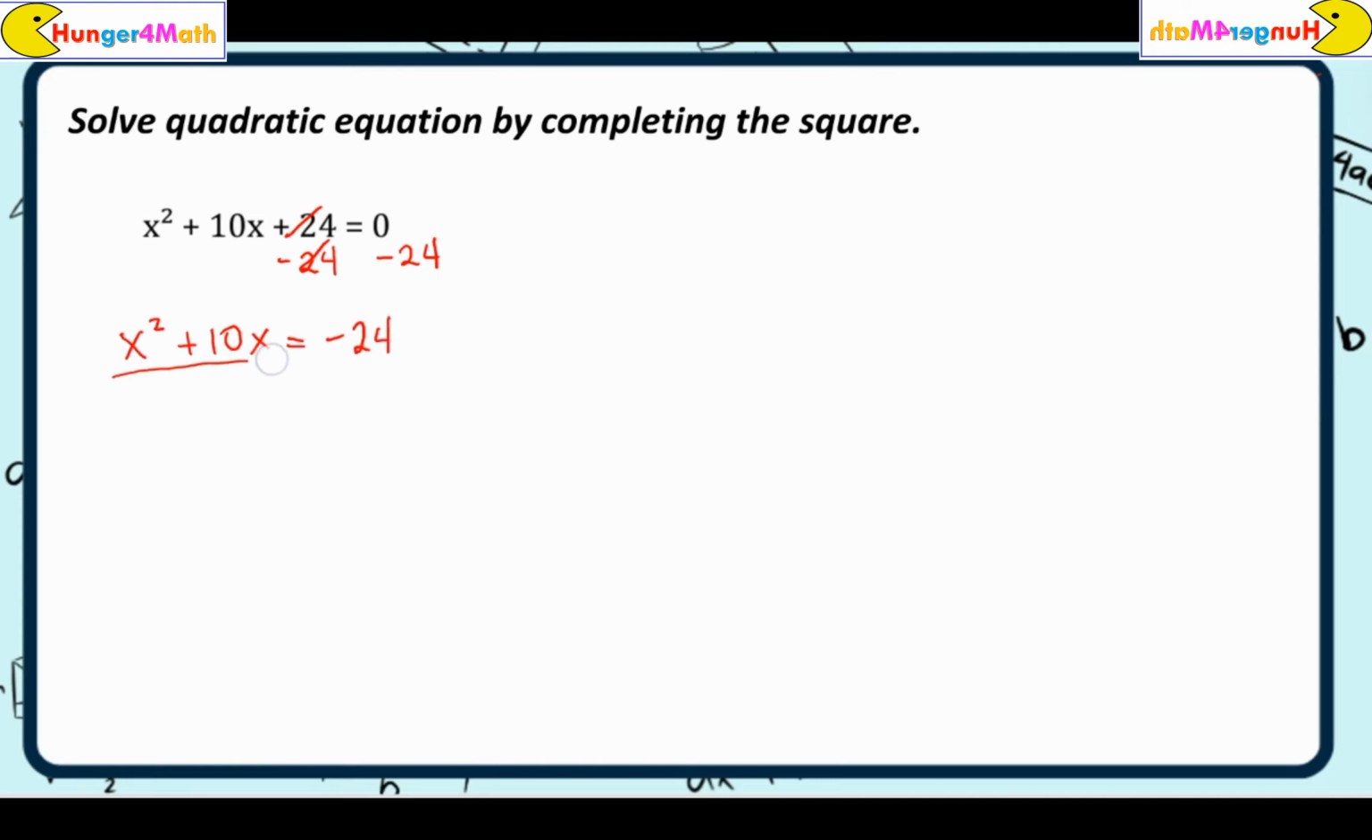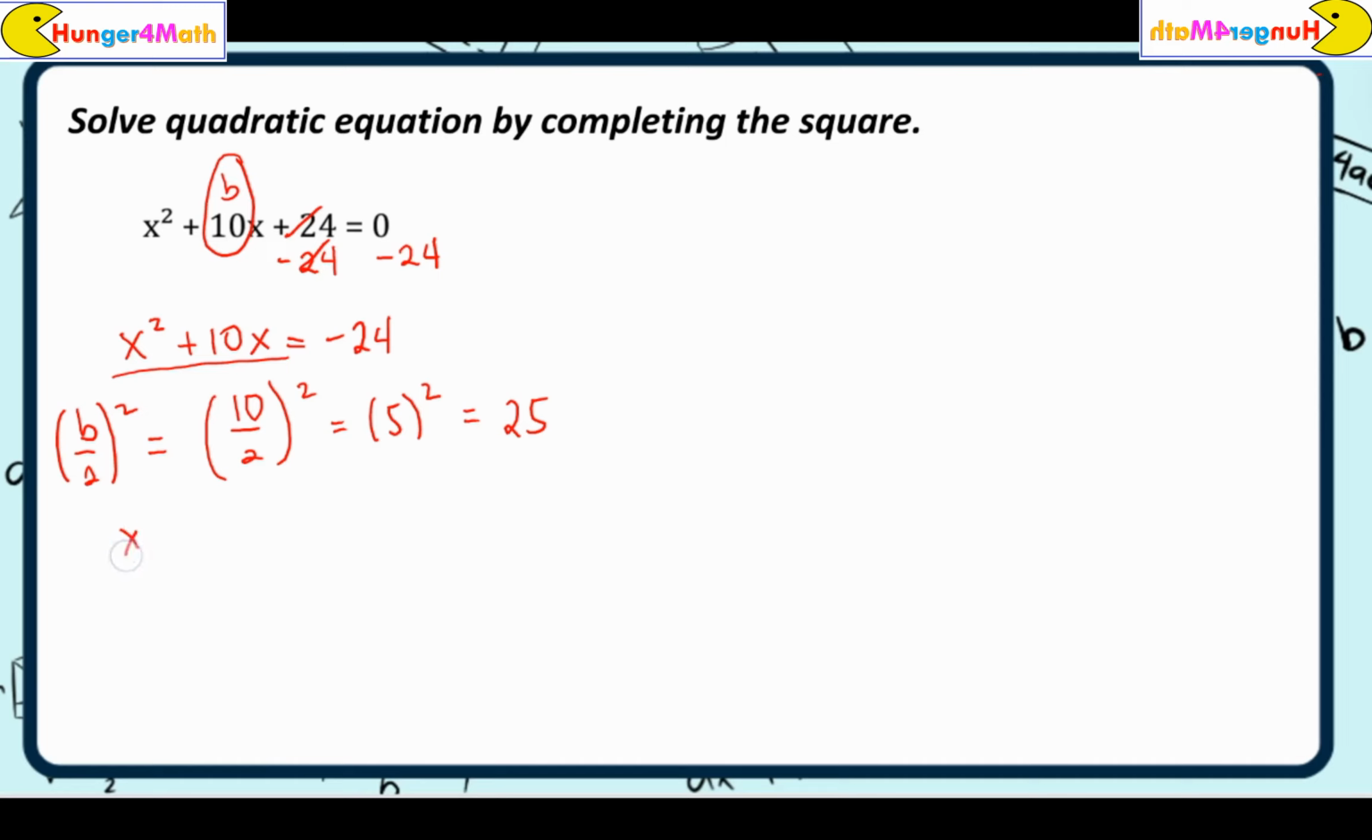Now we're going to make this x squared plus 10x a complete square by using b over 2 squared, wherein the value of b is equal to 10. So let's substitute it here. 10 over 2 to the power of 2 is equal to 10 divided by 2 is 5, and squared is equal to 25. Now that 25 will be added on both sides of the equation.